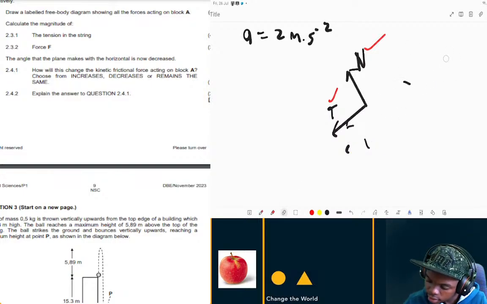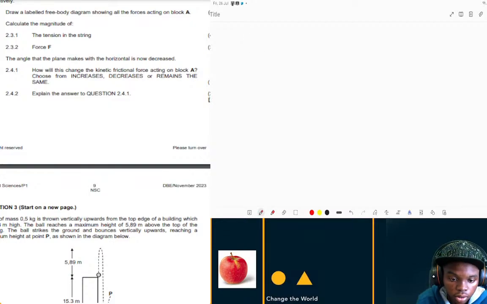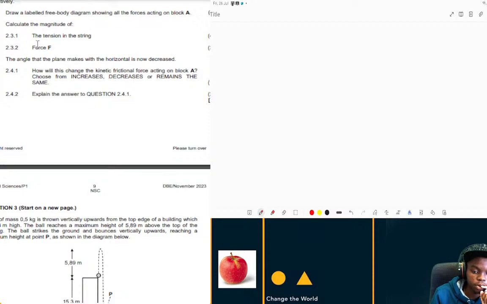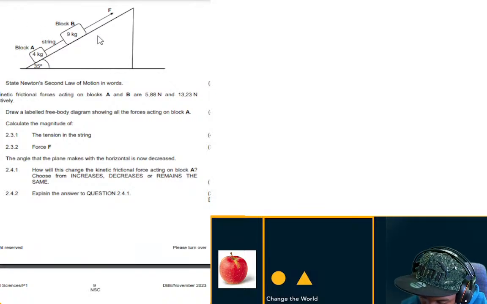So they're telling us that they now decrease, what is it, the force. I mean, not the force, but let me just pull that up. So they're telling us that they are now decreasing the angle of the incline.